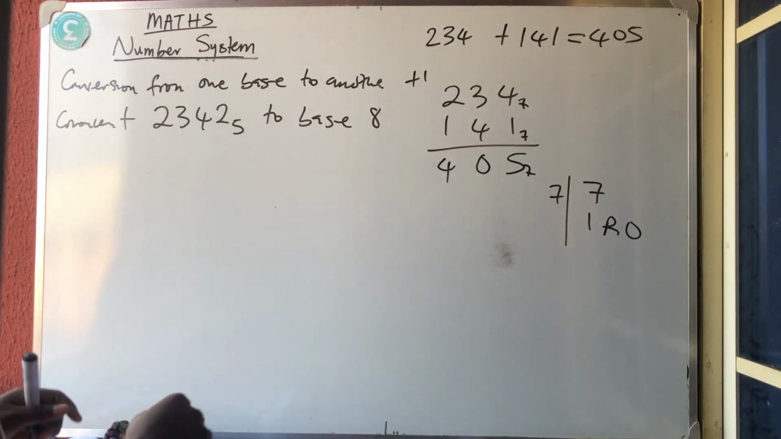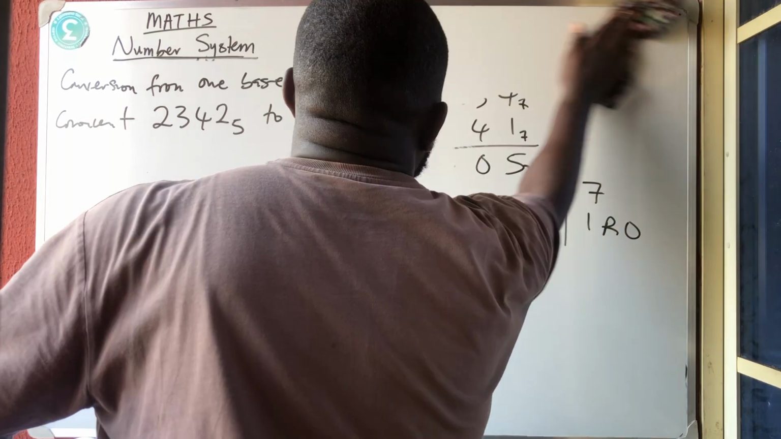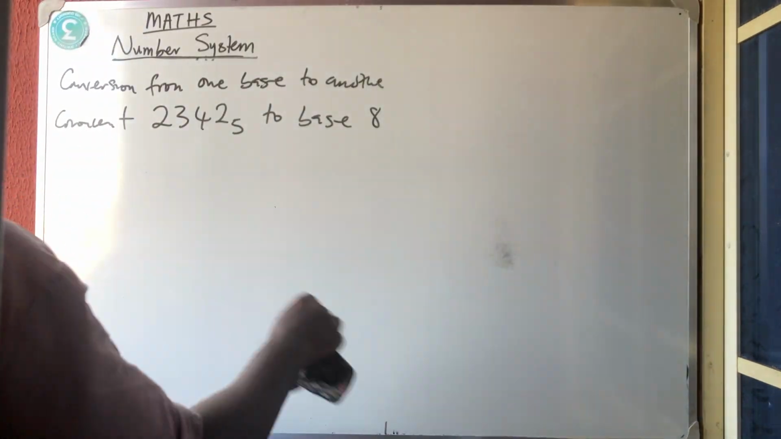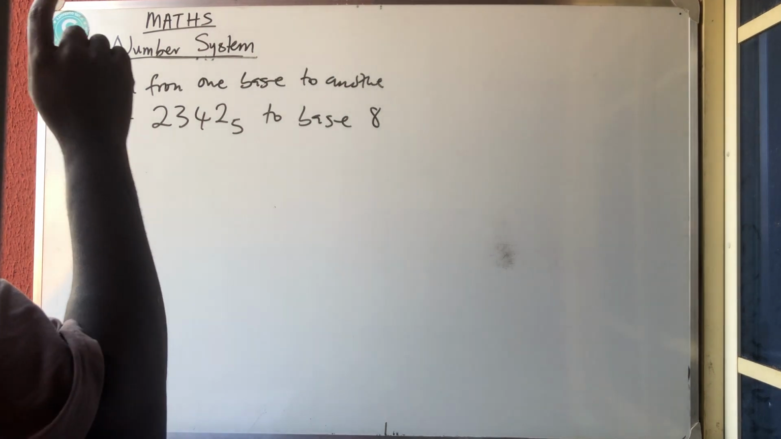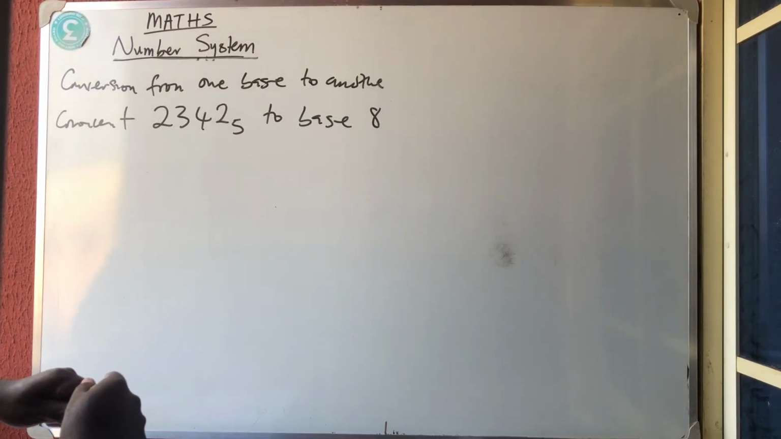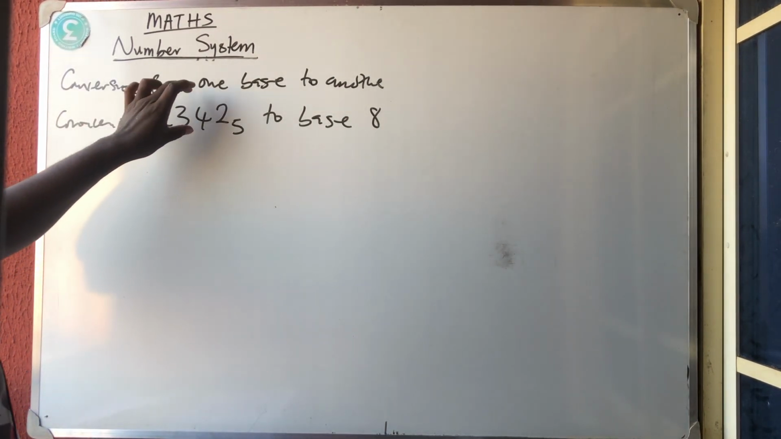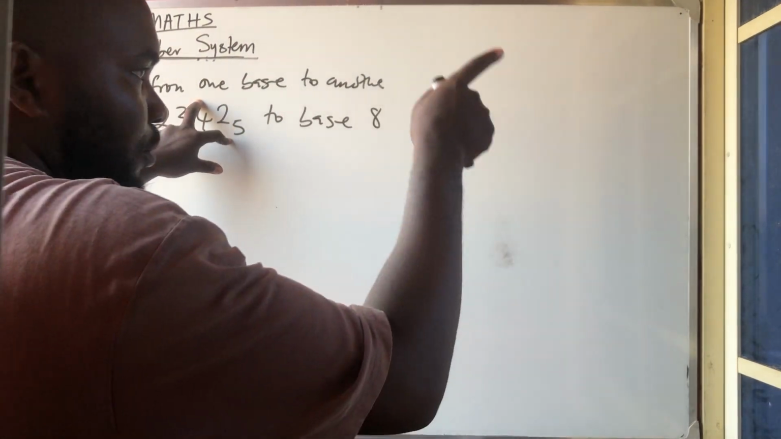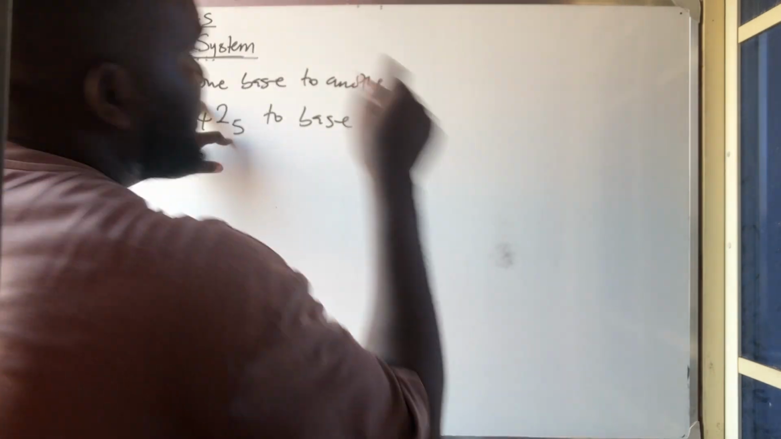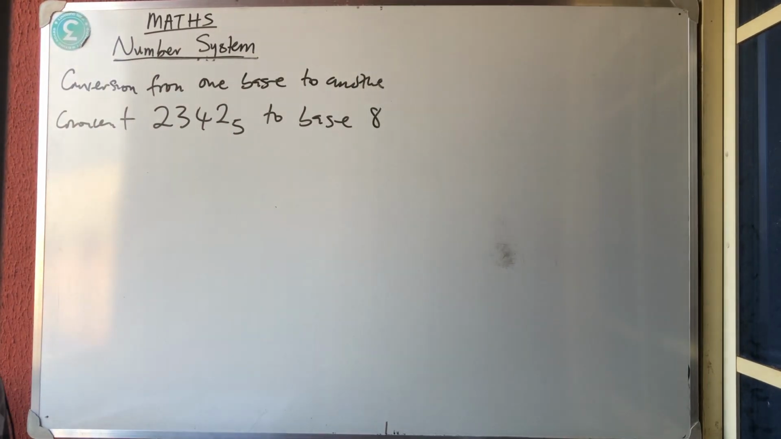Now, I'm going to solve just one question. Whenever you are given a number in one base and you are converting to another base that is not 10, you must get to 10 first. 10 is your pata. First thing I will do is convert this number that is in base 5 to base 10. Then from that base 10 to base 8.